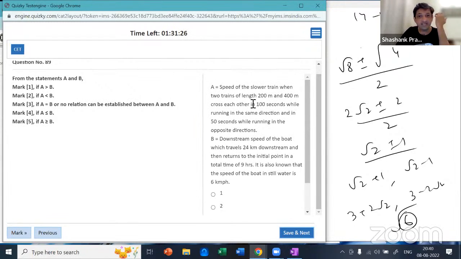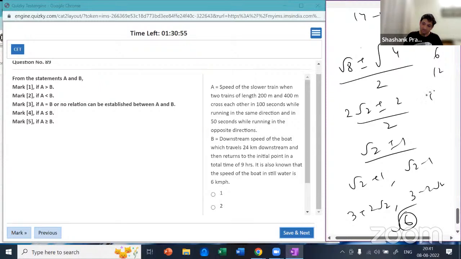Speed of slower train when two trains of length 200, 400 crosses in 100 seconds while running in same direction, in 50 seconds opposite direction. Speed of the slower train. How do I find? Sum of these speeds will be 6 meters per second. Difference between the speeds will be 6 meters per second. Sum of these speeds will be 12 meters per second. So 6 and 12. So 9 and 3, right? Yeah, 9 and 3. Okay, so slow is 3.